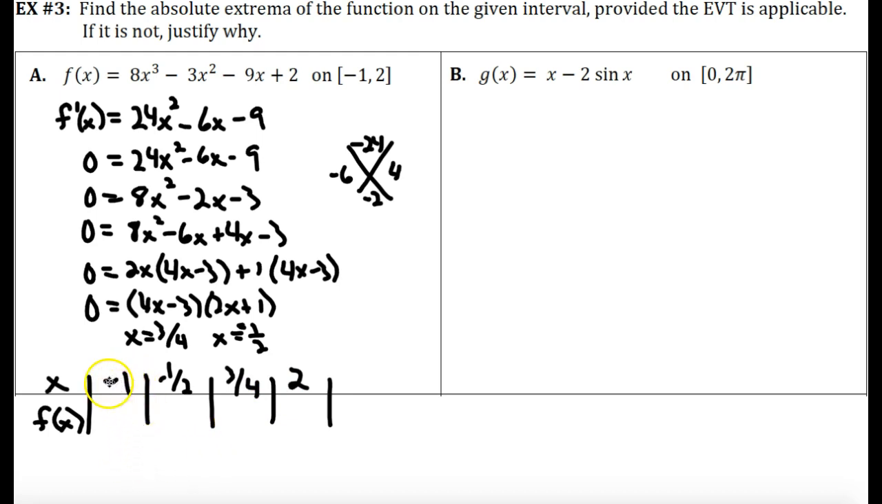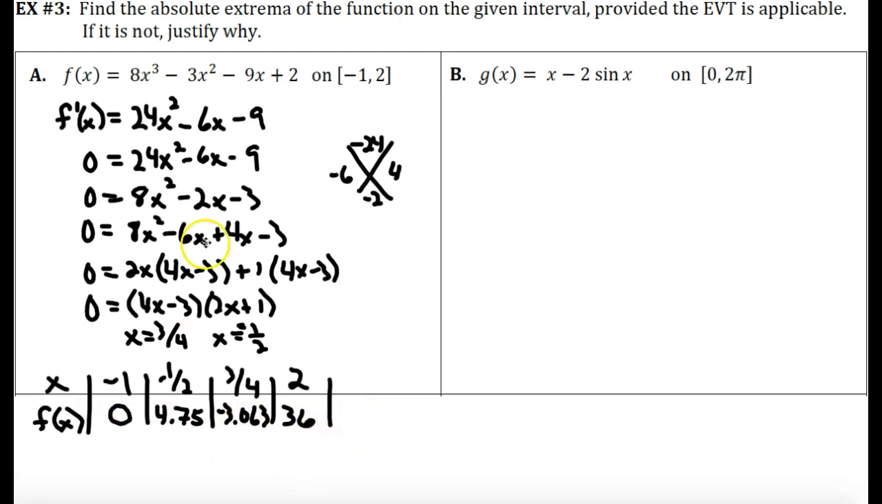I'm going to plug those values in on the calculator. You can do this on the calculator as well. If I plug in -1, I get out 0. If I plug in -1/2, I think I get 4.75. If I plug in 3/4, I get -3.063. And if I plug in 2, I think I get 36.